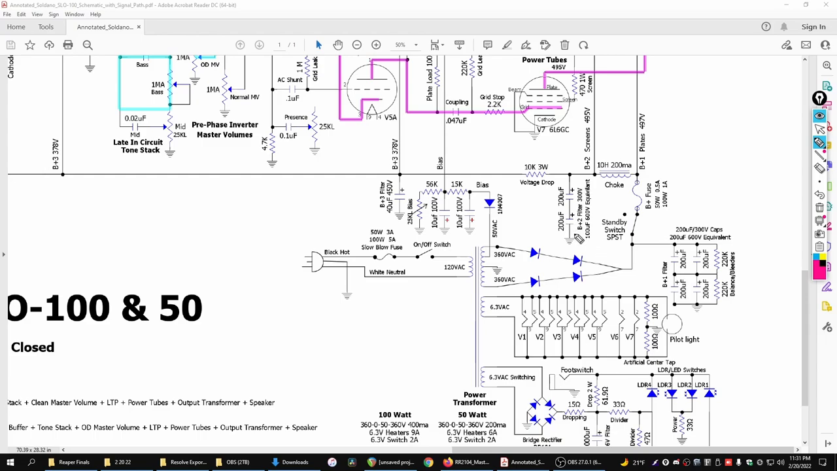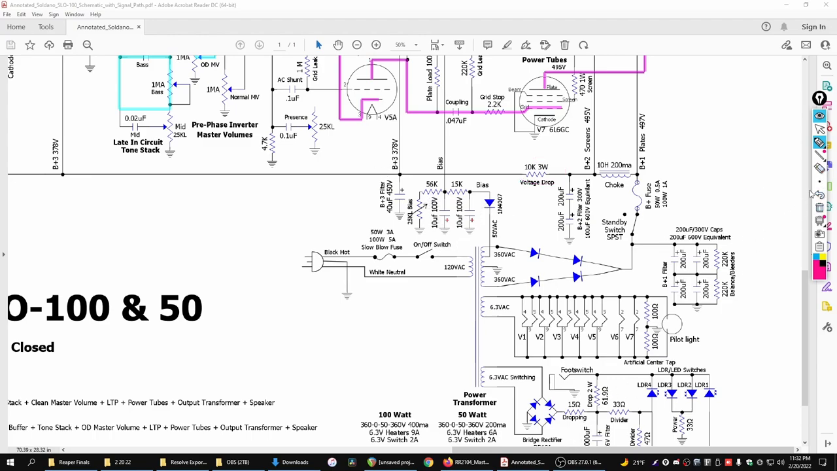And then another 100 microfarads equivalent with two 200 caps. Again, very stiff, very robust filtering going on here. We got a 10K dropping resistor, which is not a lot of dropping. And we got our bias supply.